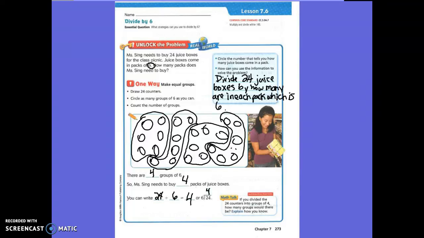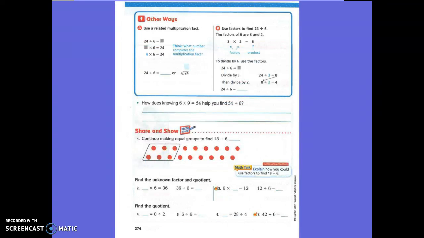All right. You could draw equal groups to find answers for dividing by 6. Another way is trying to find a related multiplication fact. If you're doing 24 divided by 6, instead you can think, what do I know that is times 6 that equals 24? You could think, oh, I know 4 times 6 equals 24. So if 4 times 6 equals 24, a related division fact could be 24 divided by 6 equals 4.